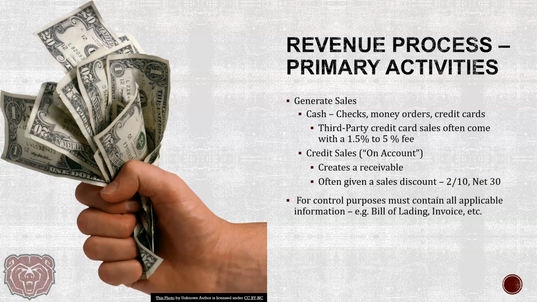For control purposes, we have to gather all of this information, store all of this information in different places. We do this with different documentation like bills of lading, invoices, purchase orders, purchase requisitions, all kinds of different documentation so that we can follow this all the way through the process.